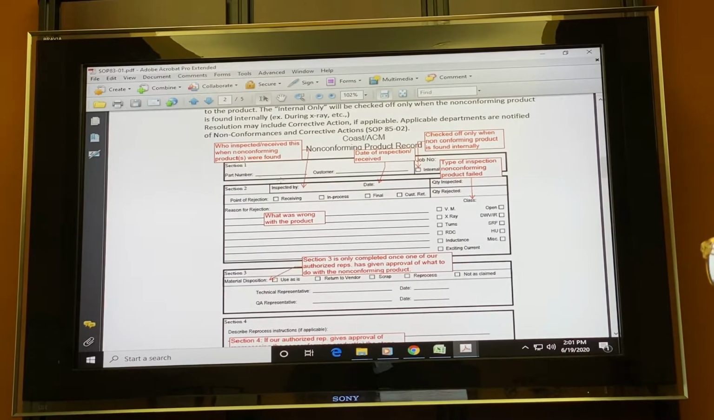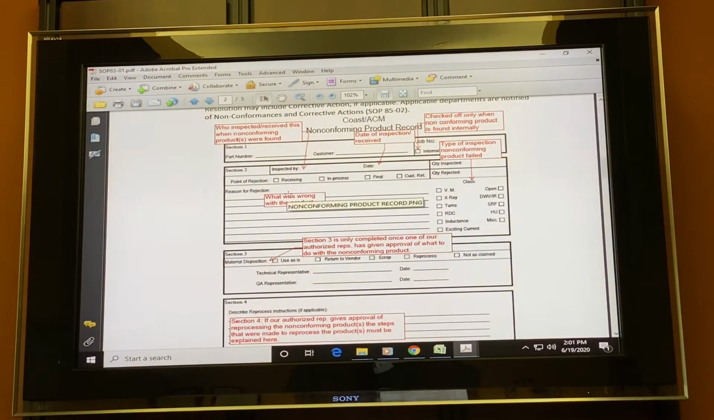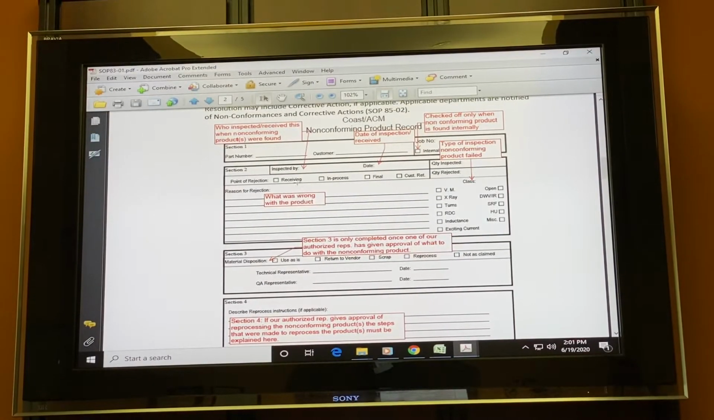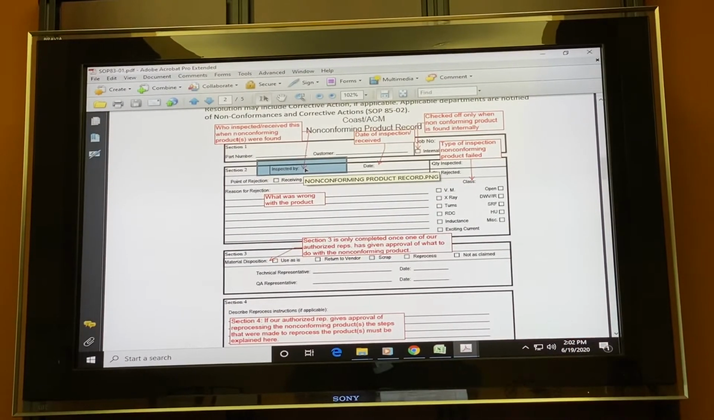So who inspected or received when the non-conforming products were found. For now, we're going to use the example of a non-conforming product found by LA X-ray. So let's say we received back the parts from X-ray. Then you're going to put inspected by, let's say, LA X-ray, and then you put the date that is shown on the actual report. So that's the date that you put here.